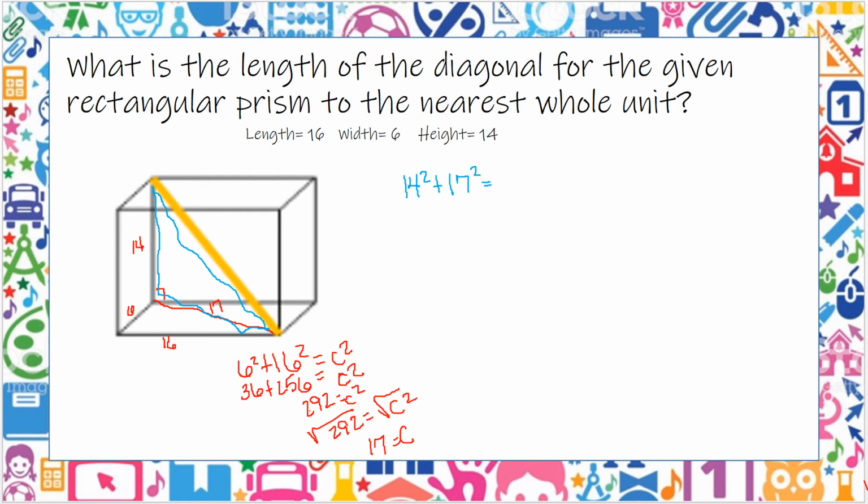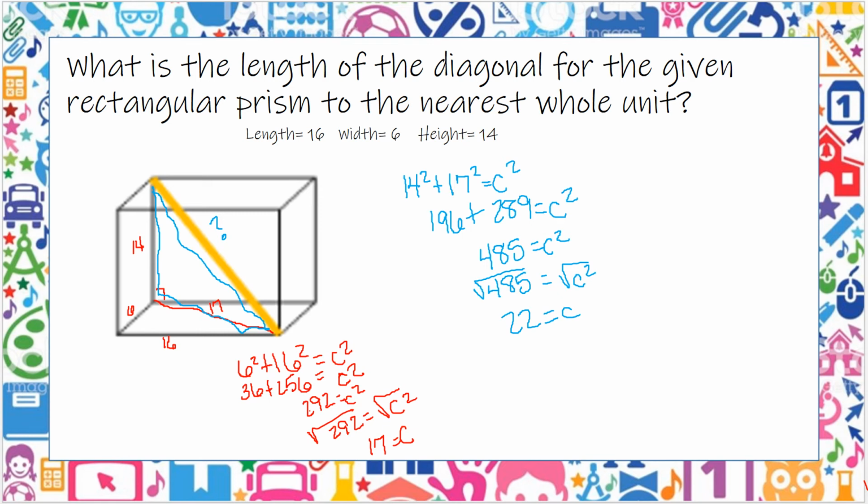Now I'm going to change colors so it's easier to see. We're going to do this triangle now. Sorry about that. Beautiful triangle there. So we've got 14 squared. The other leg is 17 squared. And we're looking for the diagonal there. So 14 squared is 289.